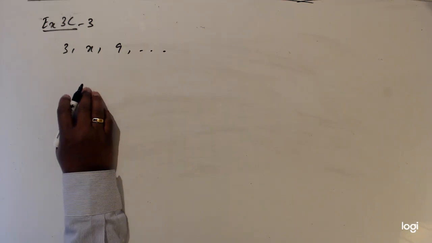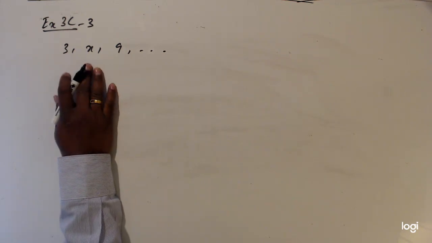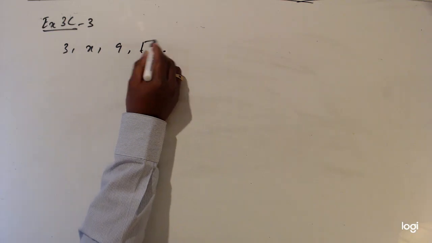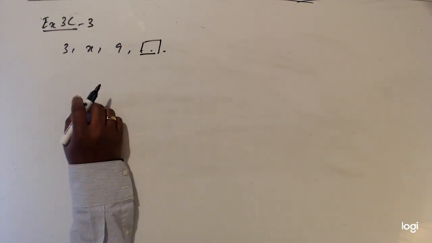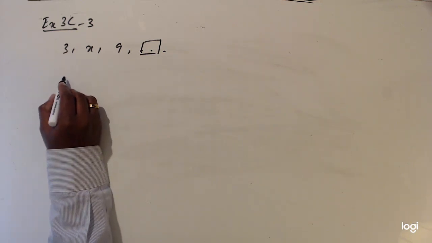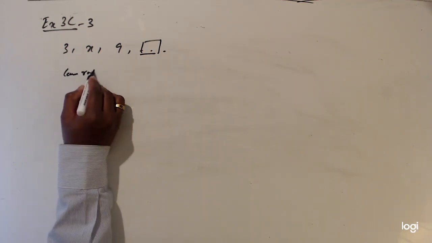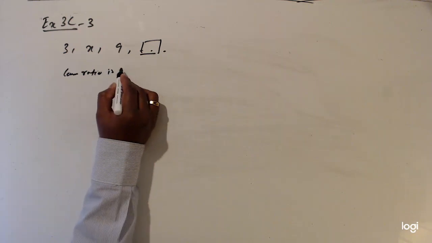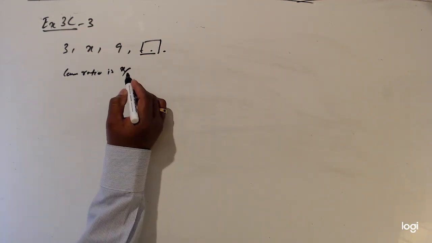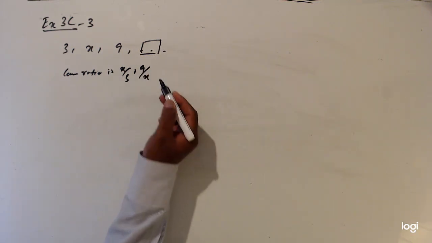Exercise 3C, question number 3. We had to find the first, second, and third terms. We had to find x, and we had to find the fourth term. The first term is 3, and the common ratio is x over 3, or you can write 9 over x, both correct.